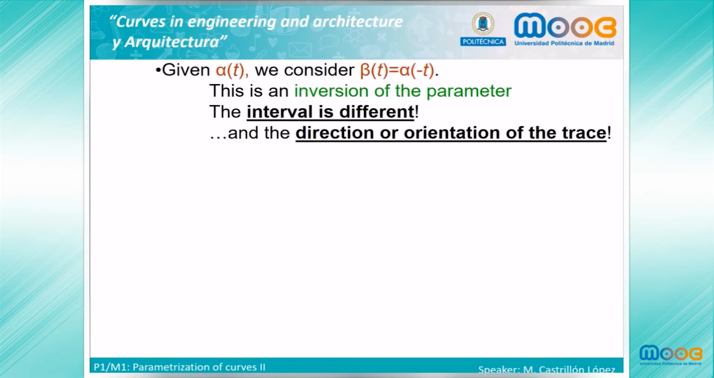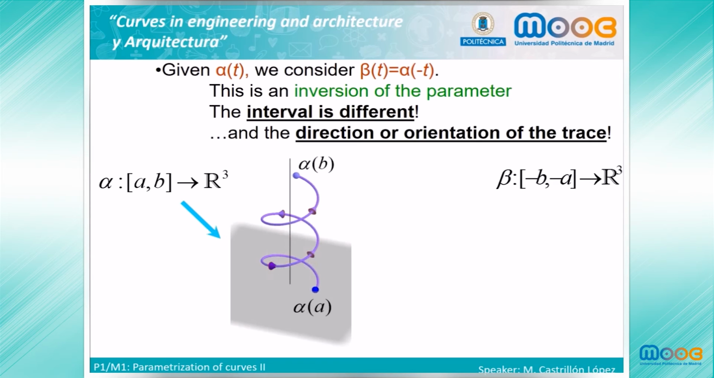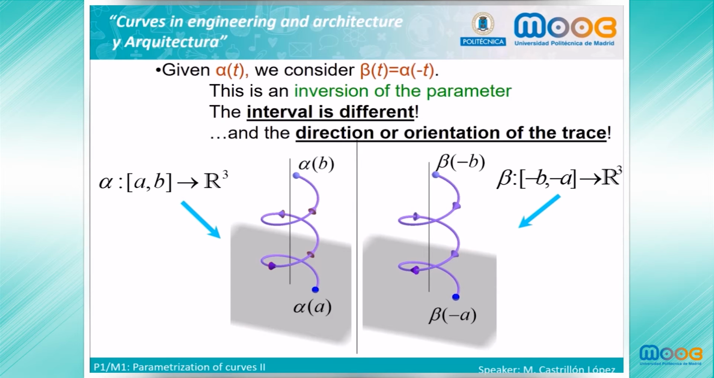Another situation is when one changes the sign of the parameter. This is an inversion of the parameter, and the interval of the new curve is again different. And in this case, the direction or orientation of the trace will be the opposite. For example, if we have a curve defined from a to b, the new curve will be defined from minus b to minus a. And if the first curve is, for example, a helix from bottom to top, the new curve will be the same helix from top to bottom.